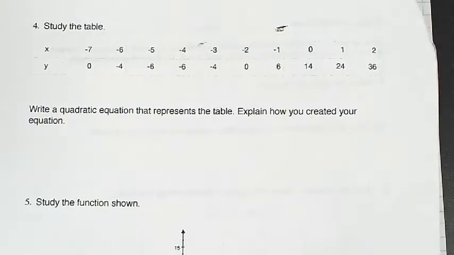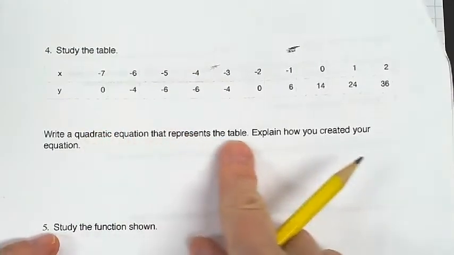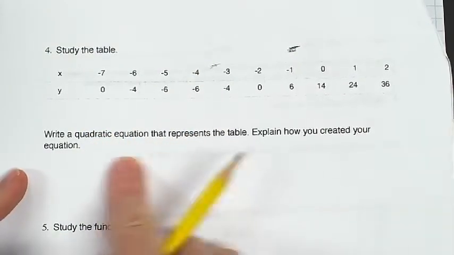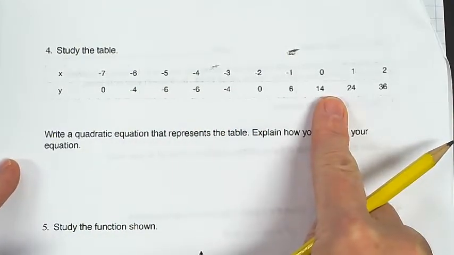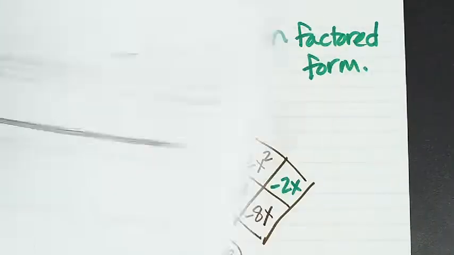Number 4 and number 5 are basically the same problem. You're just being given different representations. So number 4, write a quadratic equation that represents the table. Explain how you created your equation. You could graph this, but you don't have to. I'm going to go ahead and graph it just so you have a visual.